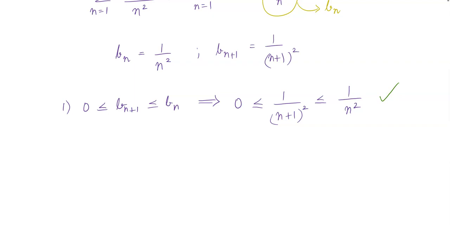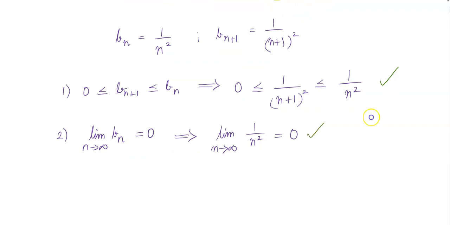Now let's move to the second condition, which says the limit of bn as n approaches infinity must be equal to 0. So let's go ahead and test that. bn is 1 over n squared. And we know that as n grows, since n is in the denominator, that will make the entire fraction become 0. And so this is equal to 0, we can see that. That condition is also satisfied.